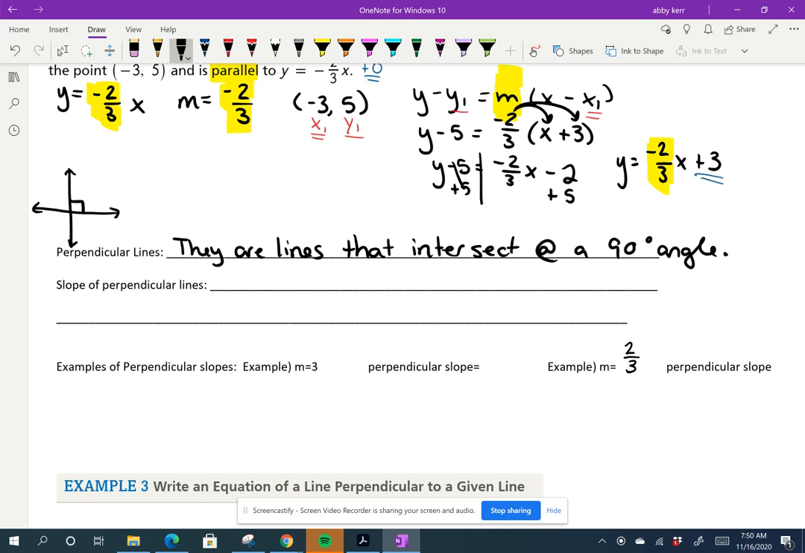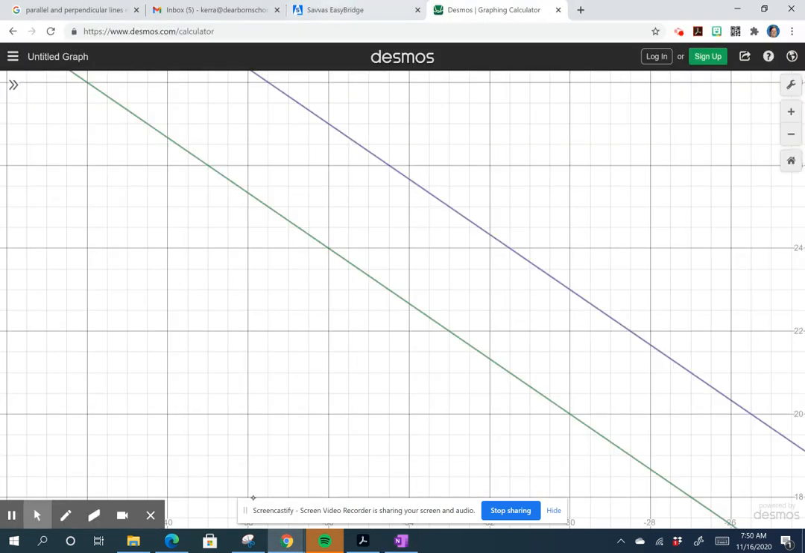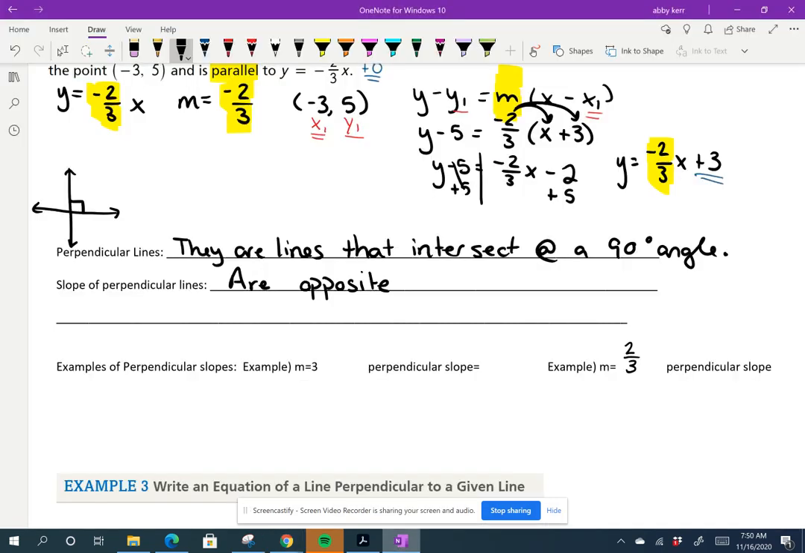Now, slope of perpendicular lines are opposite and then they're reciprocals. So opposite reciprocals mean you change the sign and switch the top and bottom number.